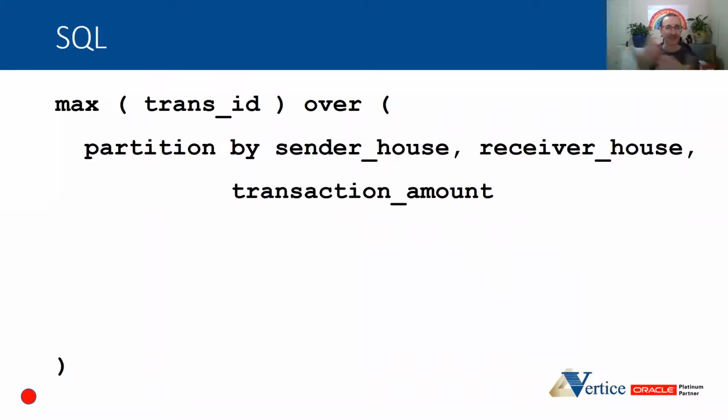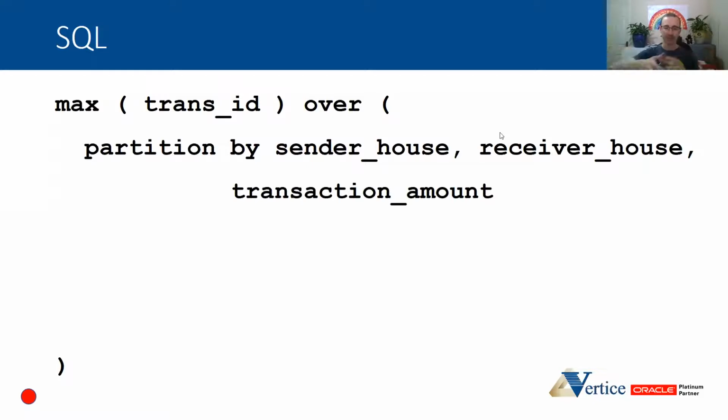So we need an extra filter to make sure the sender and receiver house are in fact the same. You can assume there's a where clause somewhere not shown on this slide that does that. But the other interesting thing is we want to look for transactions of the same value.